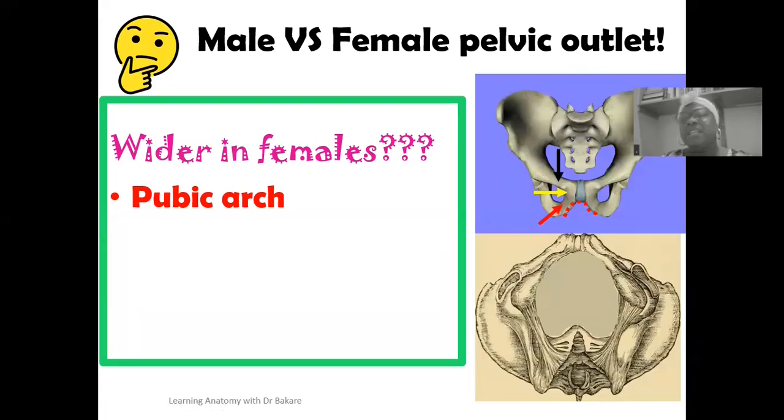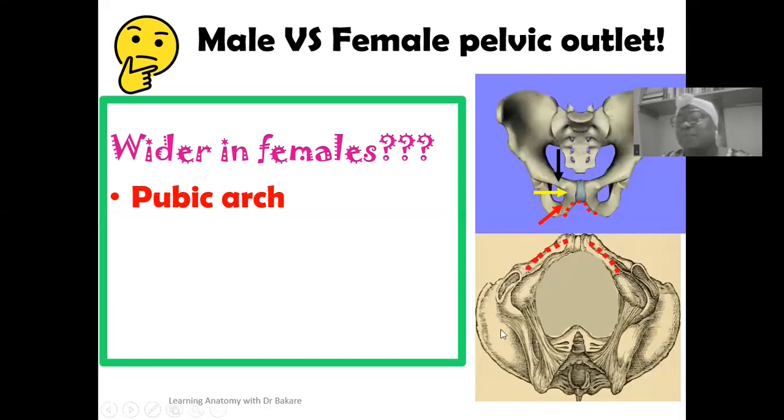This is where we have the inferior rami of the pubic bone. Remember, this inferior rami is what is responsible for the formation of the pubic arch, because we have one on this side and we have another one on the other side. The inferior rami of the pubic bone is seen to form this arc-like configuration, and this is what is referred to as the pubic arch.